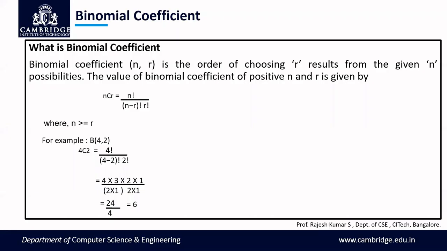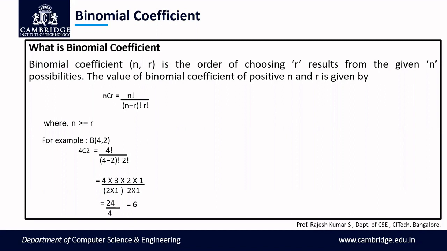What is a binomial coefficient? A binomial coefficient n comma r is the number of ways of choosing r results from the given n possibilities. In order to find the binomial coefficient, n and r should be positive values. Always the n value should be greater than the r value. So basically we are trying to choose r results from the given n possibilities.